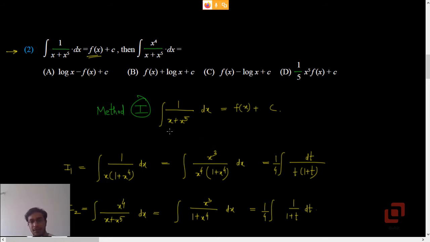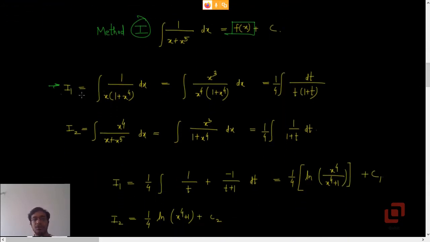The integral that we have been given is the integral of 1 upon x plus x raised to 5 dx, and we are calling it f of x. Okay, let's call it I1. So in simplifying I1, what I did is as follows. I first took x common from the terms in the denominator, and then I multiplied and divided by x cube.